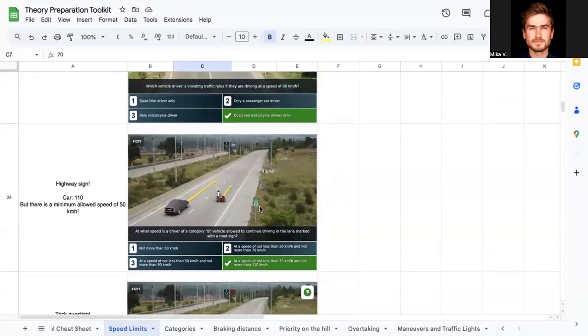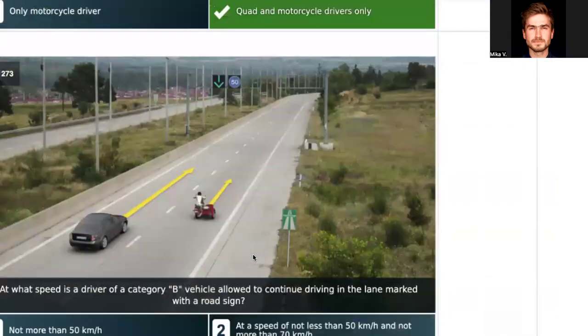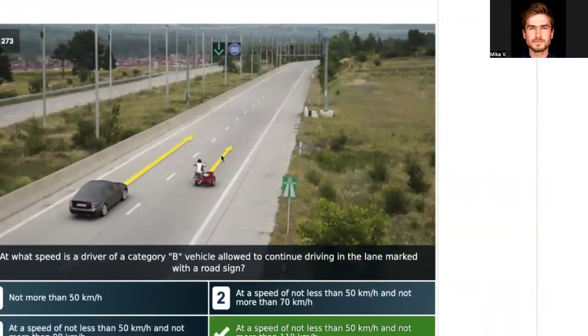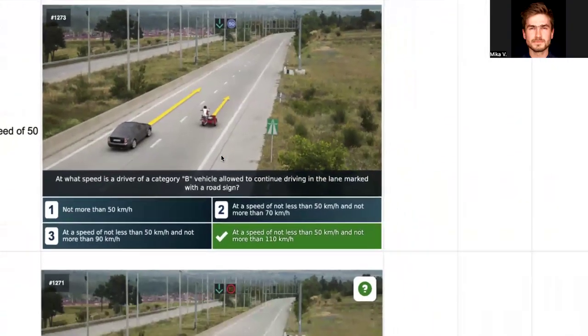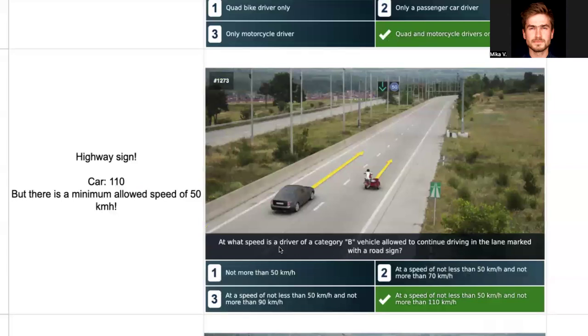Here is a highway, and we have a minimum recommended speed there, right? Minimum recommended speed, you see here. Let's zoom in. 50 on the left lane, right? So, and the car is going on the left lane, the bike is going on the right lane, but the bike is not a part of the question. At what speed is a driver of category B vehicle, he is on the left lane, is allowed to continue driving in the lane marked with a road sign? And we could say not more than 50. No, that's not correct at all.